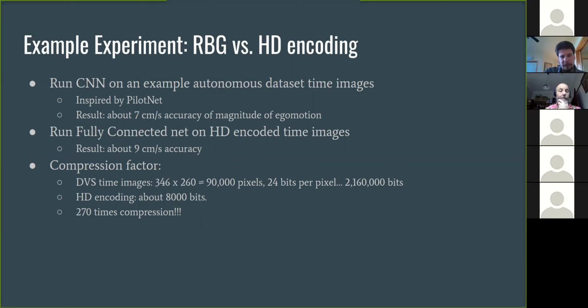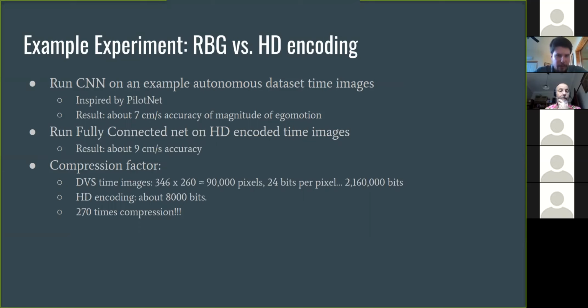First, what we did, just as a simple preliminary, is take just regular time images and run it through a CNN, see how it performs. And you get about 7 centimeters per second accuracy in the ego motion. So it's down to that accuracy. And we use the basic PilotNet CNN to do that with slight modifications.